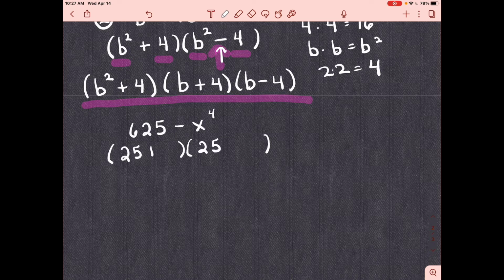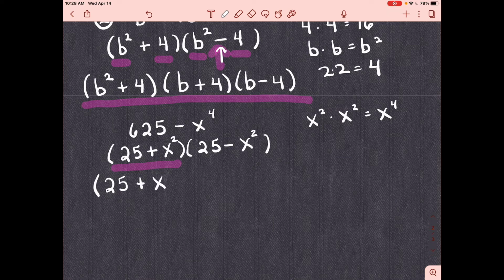We're going to have a plus and a minus. And then x squared times x squared equals x to the fourth. So here's x squared. All right. This first one is complete because it has a plus sign in it. The second one can be factored. So let's just hang on to this first one just the way it is.